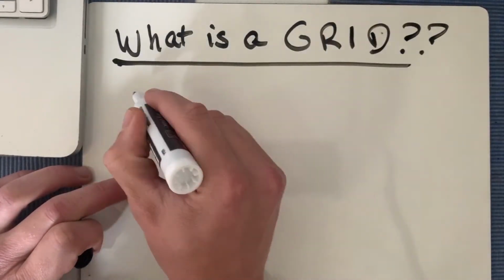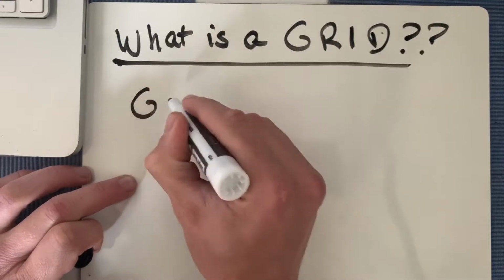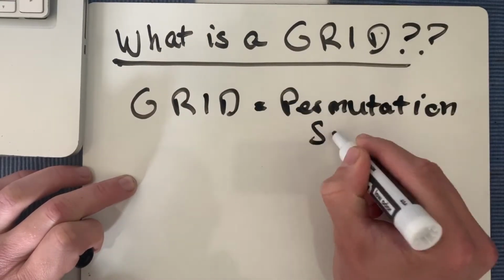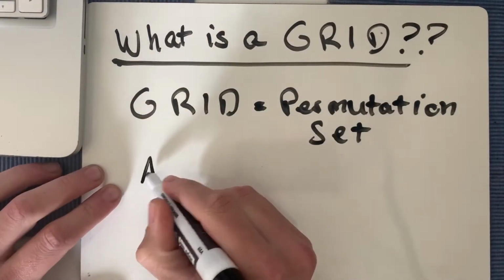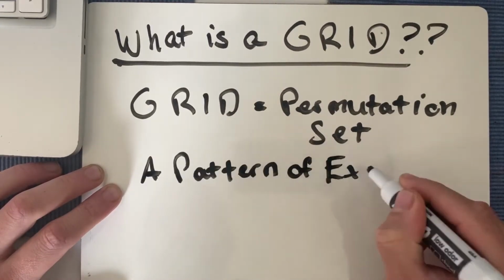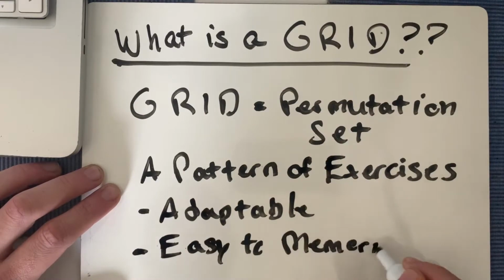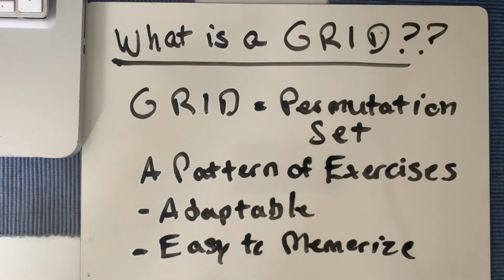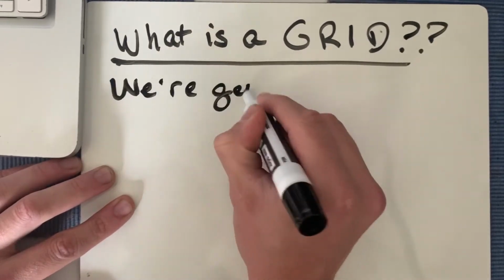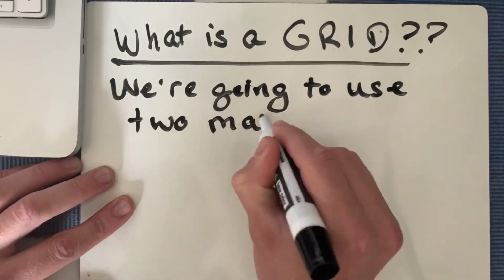What is a grid? A grid is another name for a permutation set, or you could think of it as an exercise pattern. The advantage to grids is that they're very adaptable and they're pretty easy to memorize. So we're going to be using two types of grids.